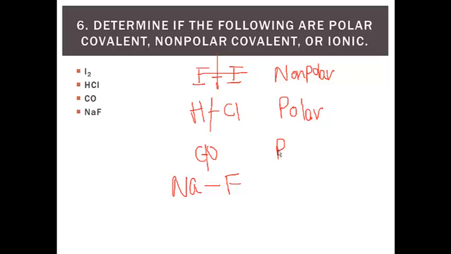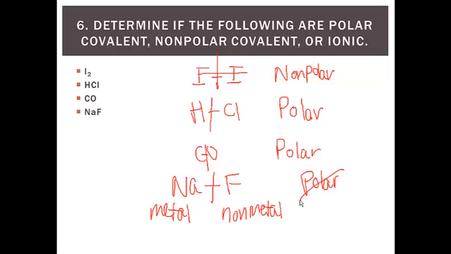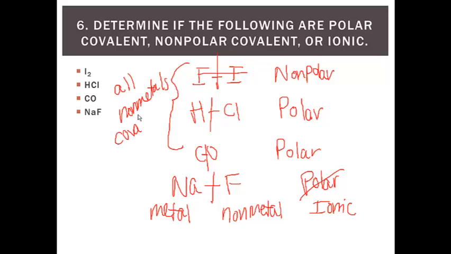Same thing here, polar. This is again a tricky one because I've got a metal and a non-metal. So we want to say that this is polar because it's different on both sides, but it's actually ionic because we have a metal and a non-metal. These guys here are all non-metals, so they are covalent. In order to be polar or nonpolar, you gotta be covalent.